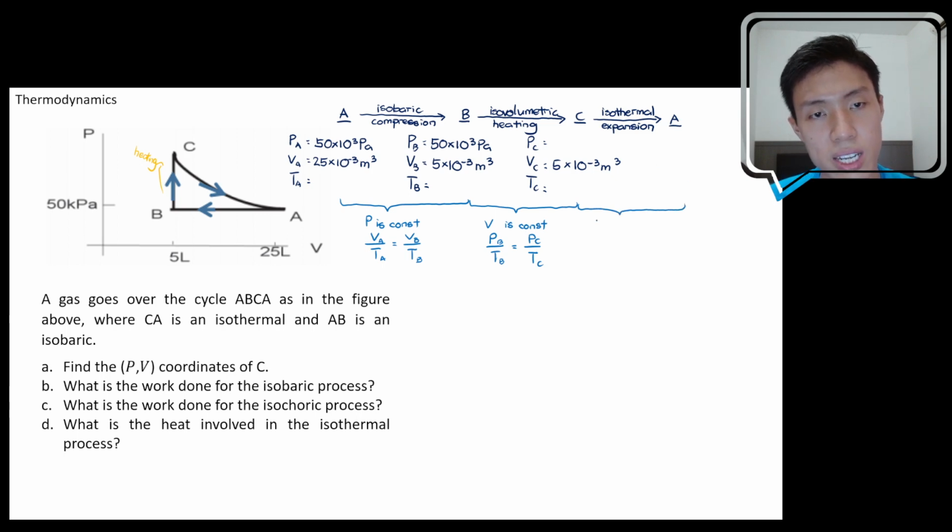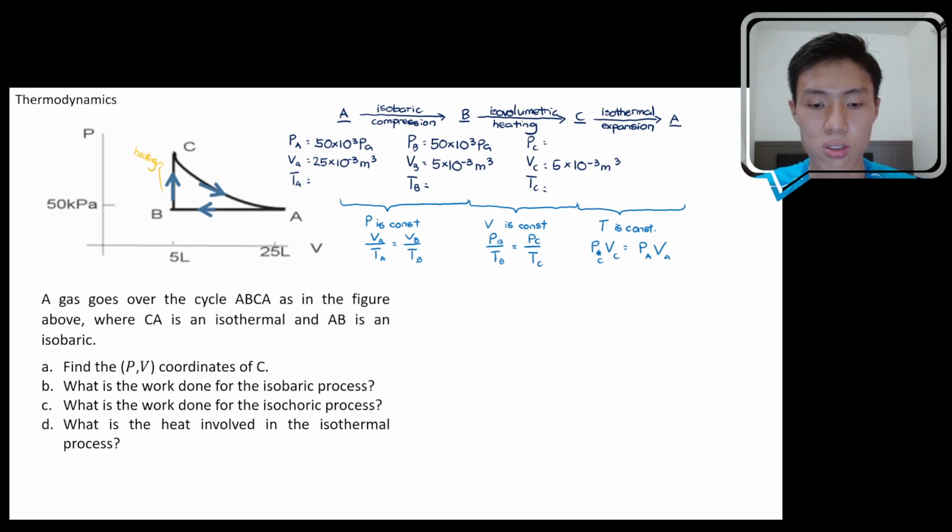From C to A is isothermal, so T is constant. Therefore you can say that PV equals PV. So PC VC equals PA VA. Okay, so that's how you determine what equation can be used.